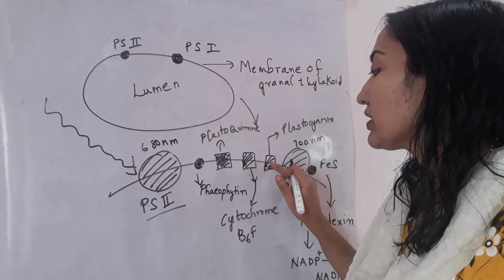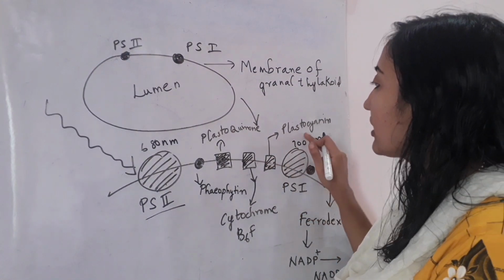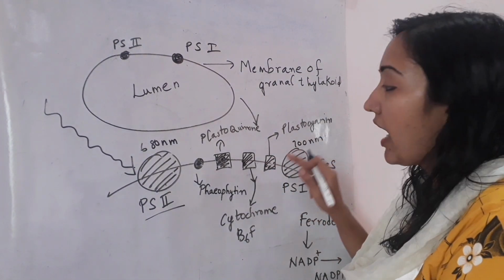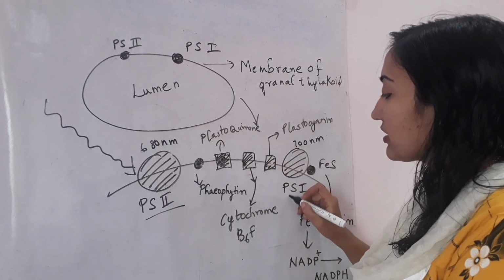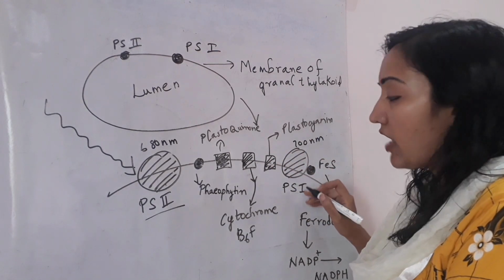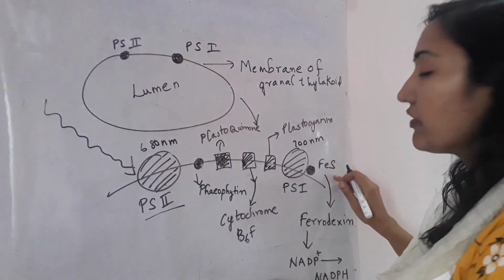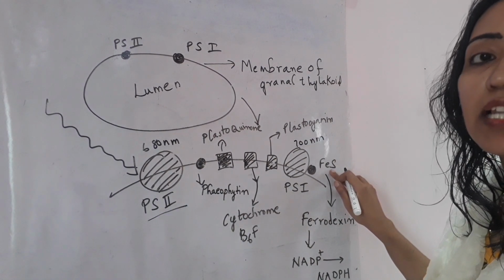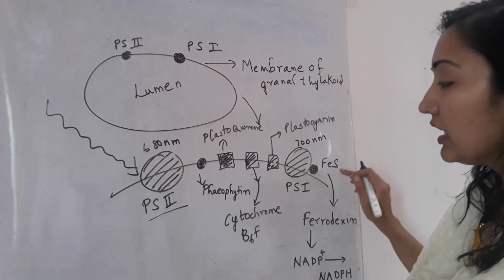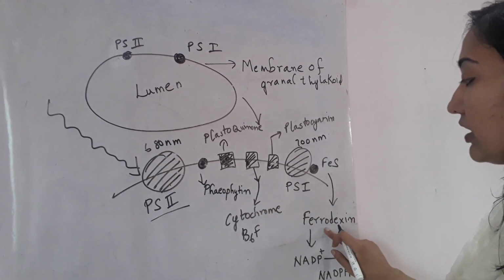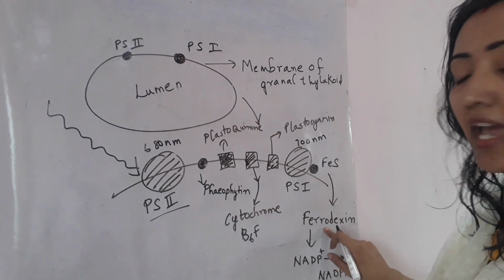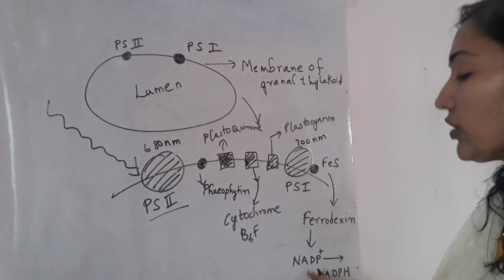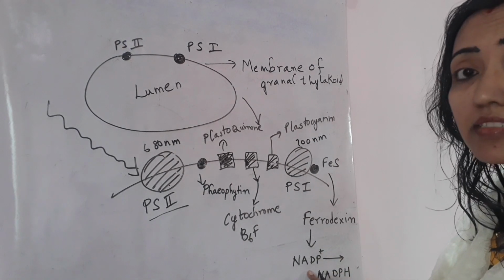And from the cytochrome B6F, the electron is given to plastocyanin. And from plastocyanin, the electron is given to PS1. And from PS1, the electron is given to iron sulfide. Iron sulfide is the primary electron acceptor of PS1. The iron sulfide gives the electron to ferredoxin. And ferredoxin gives the electron to NADP+.